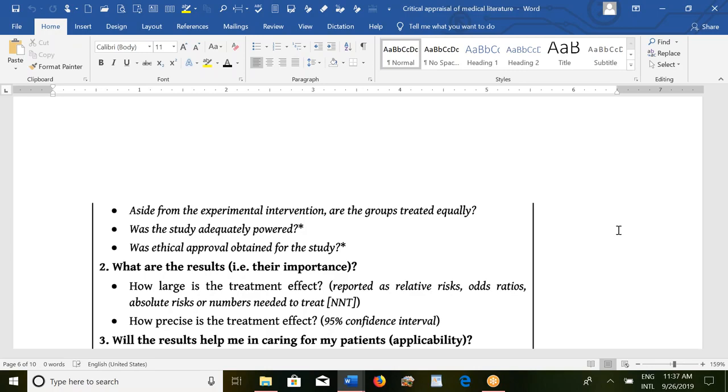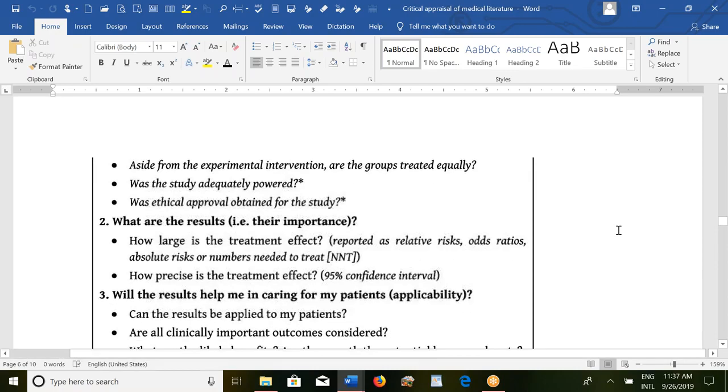And then, was the study adequately powered? The power of a study will increase as the number of persons included in the study increases. If you have only 20-30 patients, then the power will not be good. So 50 patients, a more powerful study. 500 patients, even more powerful.